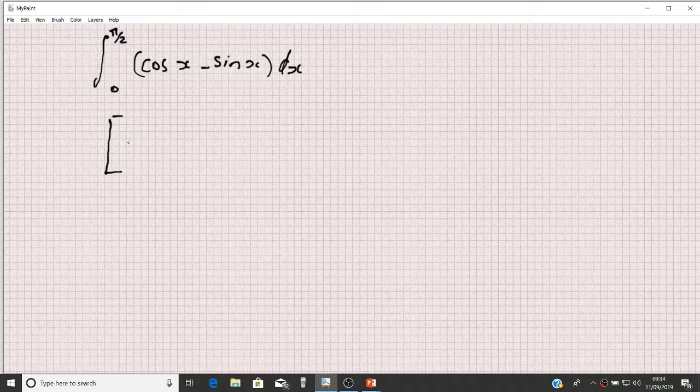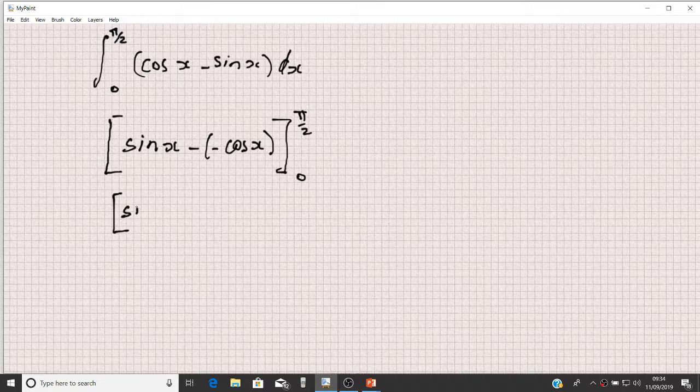So the integral of cosine is positive sine, and the integral of sine is negative cosine, so we're going to have negative cosine. And we put the limits in, pi over 2 and 0. So I just tidy that up. So we have sine x plus cosine x. Now these limits, we sub in pi over 2. We should know these values. If we do need to use the calculator, make sure it's on radians.